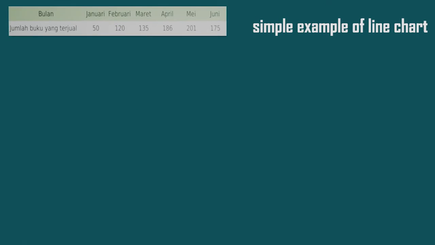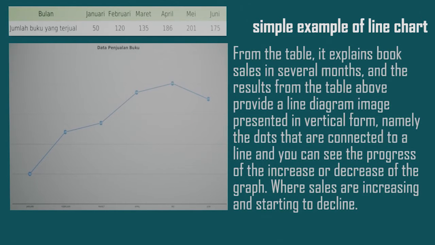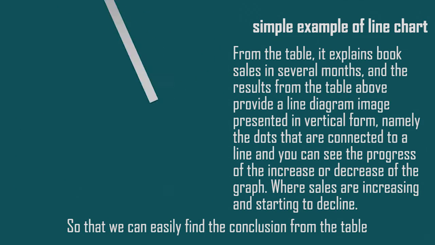Okay, this is a simple example of a line chart. From the picture and the table, it explains book sales in several months, and the result from the table above provides a line diagram image in vertical form, namely dots that are connected to a line. You can see the progress of the increases or decreases of the graph, where sales are increasing and then starting to decline, so that we can easily find the conclusion from the table.